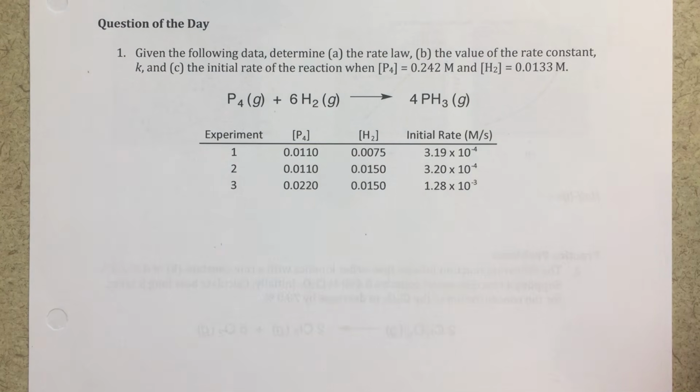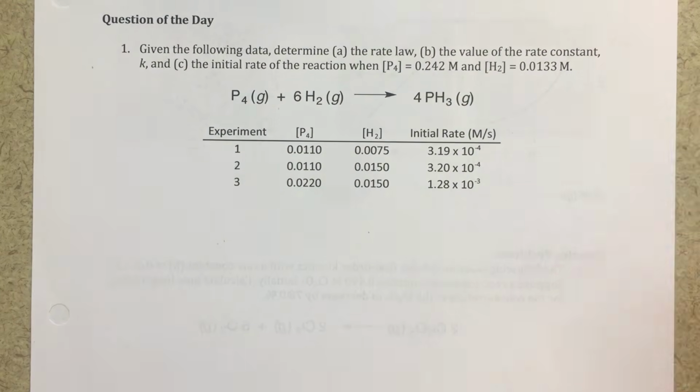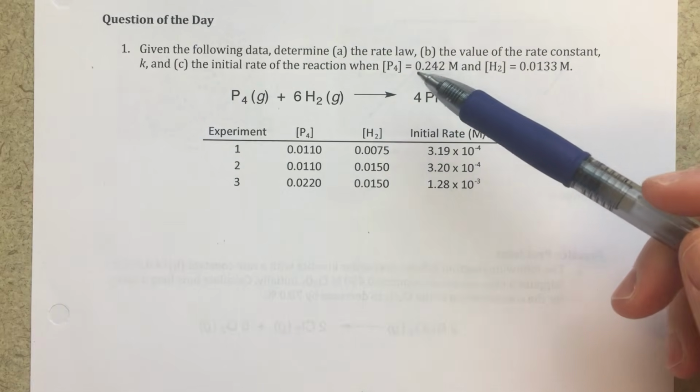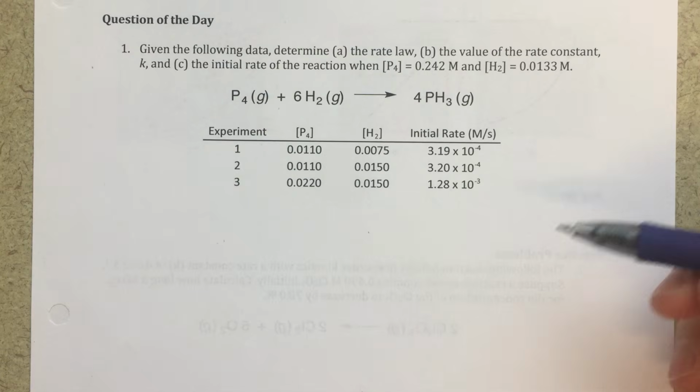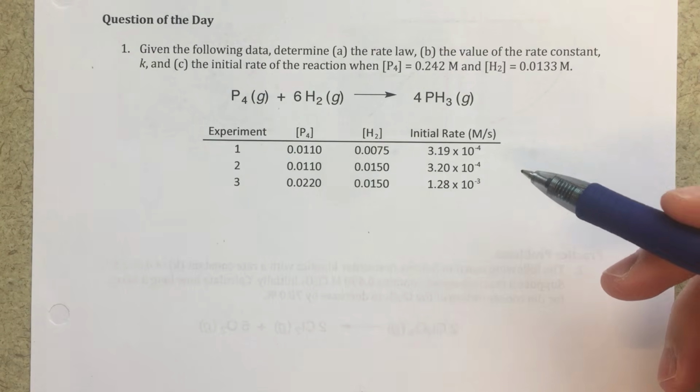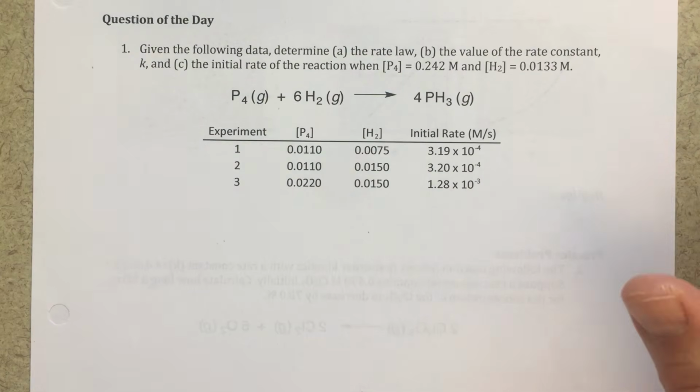All right, so this is an initial rates problem, and I think this is a pretty common type of problem for us to run into. In this problem, we're going to be asked to do a number of things, but the most important would be to figure out what the rate law is. So when we're solving a problem like this, it's really important that we always start with the general form of the rate law.